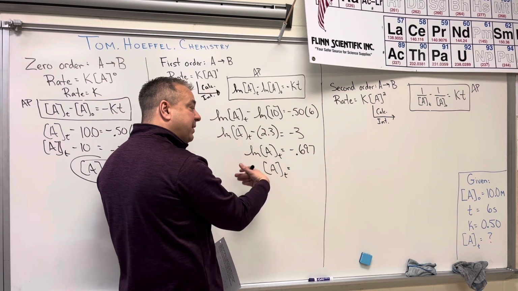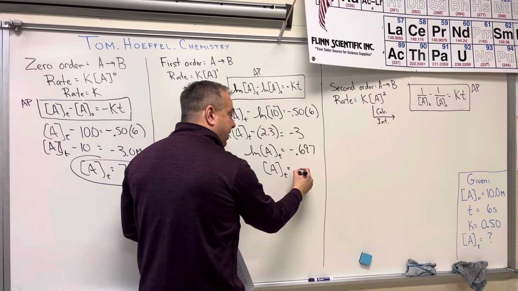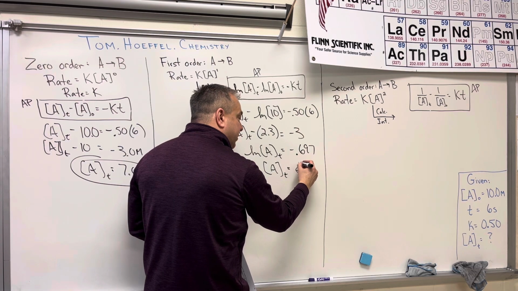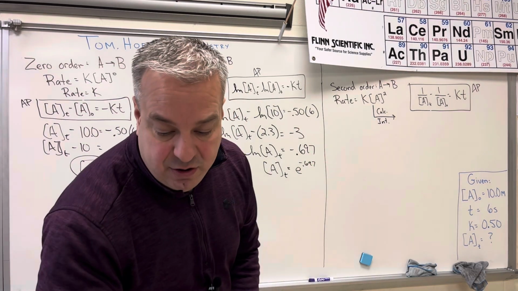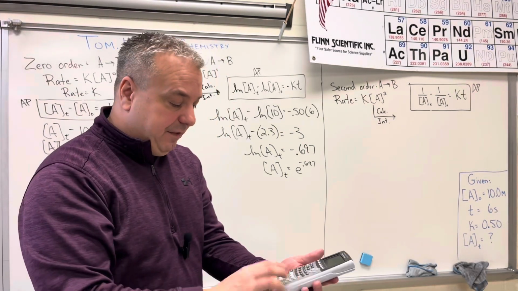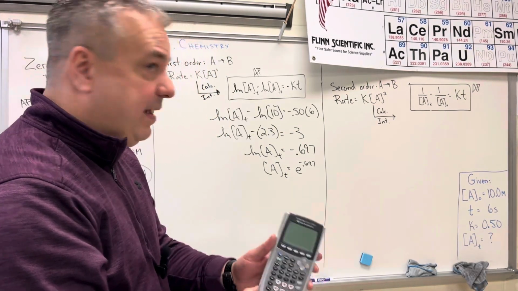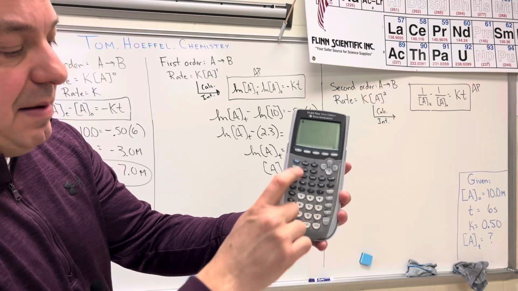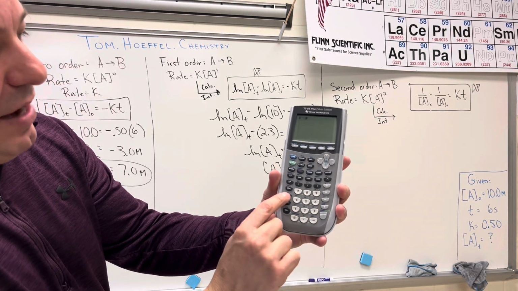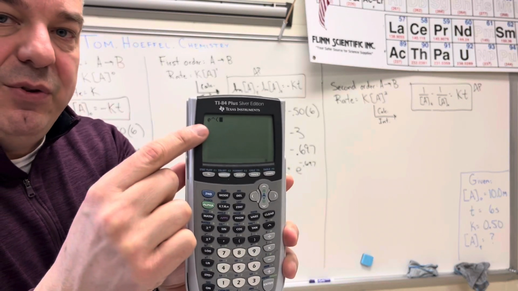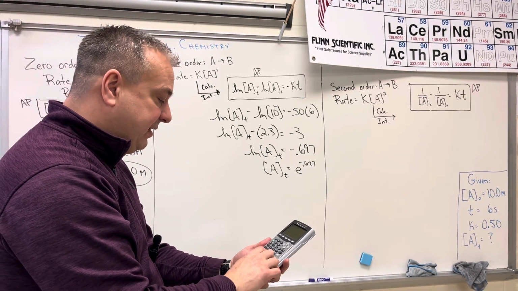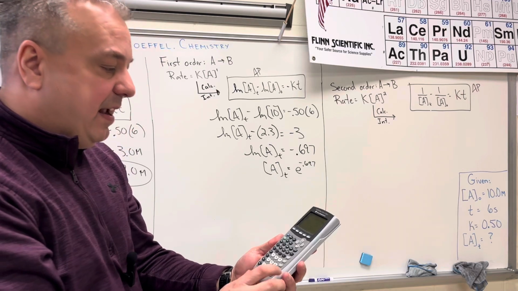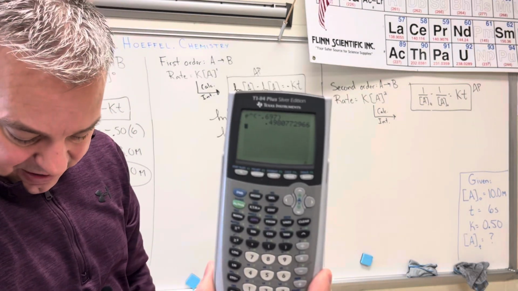And of course, what I do to one side of the equation, I have to do to the other. So I have to go base e to the negative 0.697. Now, the way you insert that into your graphing calculator is you're going to come in here and hit the second button, and then you're going to select natural log, and that's going to give you your e number. And I need to take that to the negative 0.697.